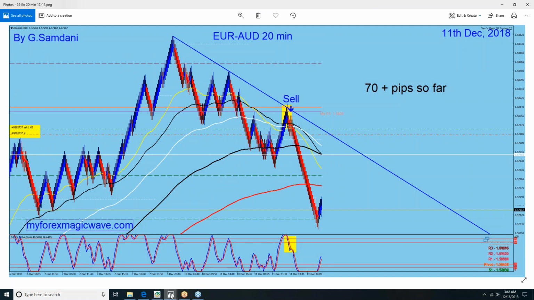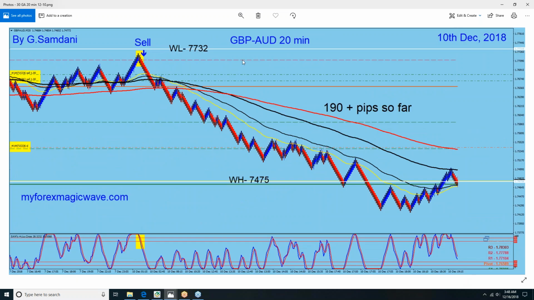I went down, and on the 10th, because of that chart, because Aussie was getting strong, we see this one on the 10th December. Big trade, 190 pip. This was because of that chart. Okay, so this is the reason. I mean, everything is because of the reason.